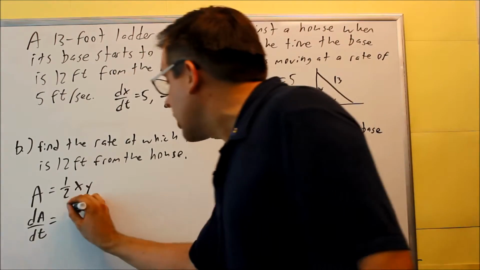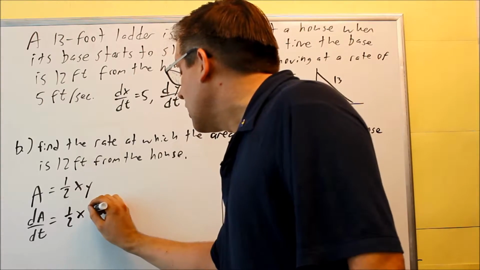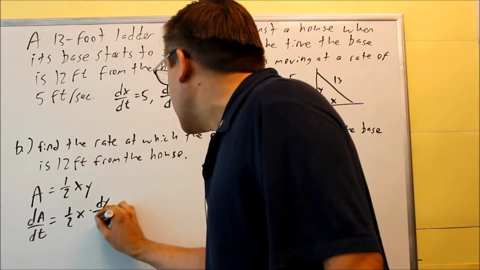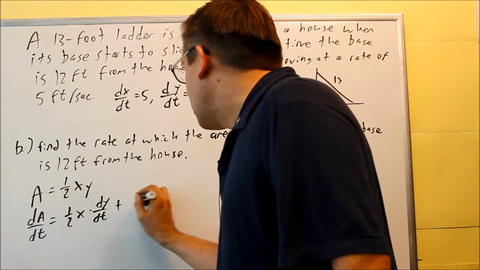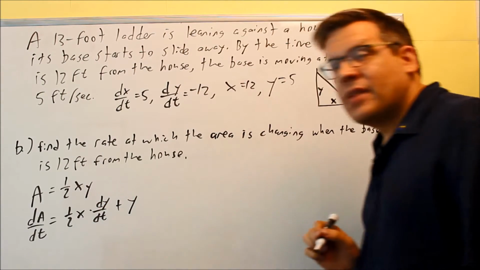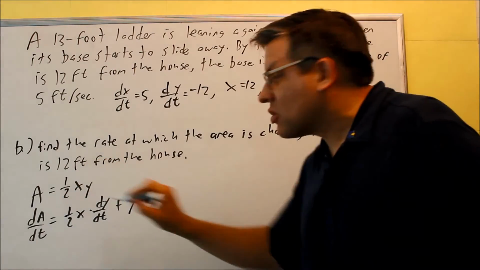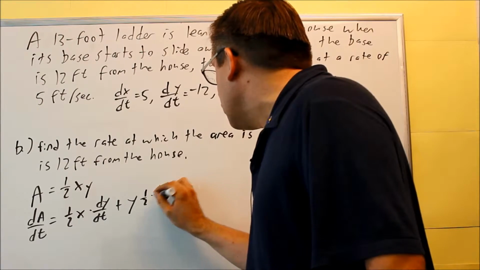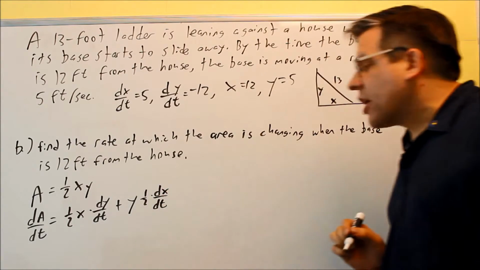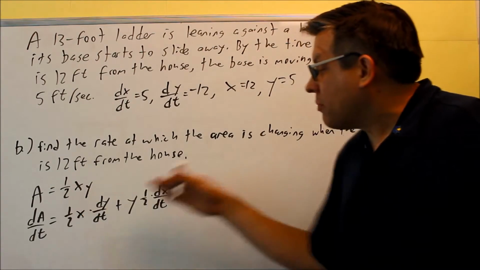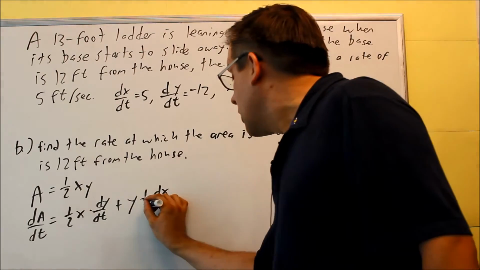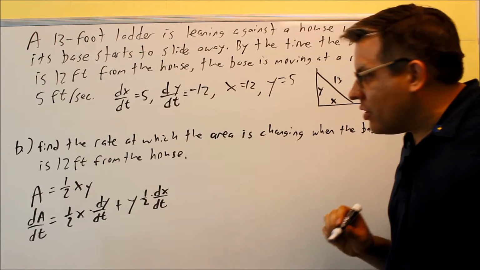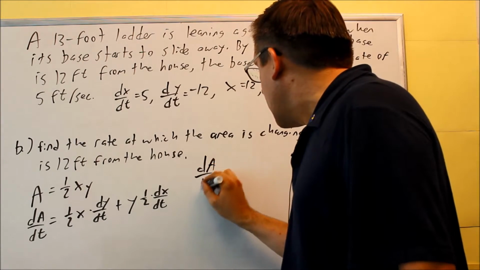So when I do product rule, I've got the first thing, 1/2 x, times the derivative of the second. Derivative of y is dy/dt, plus the second thing, which is y, and then derivative of the first. My first piece is 1/2 x. That derivative is 1/2, but then don't forget you need to put also dx/dt there. So these are all my components for when I did the derivative. So now I'm ready to plug in the numbers and get the answer. Okay, so we're going to do that next.